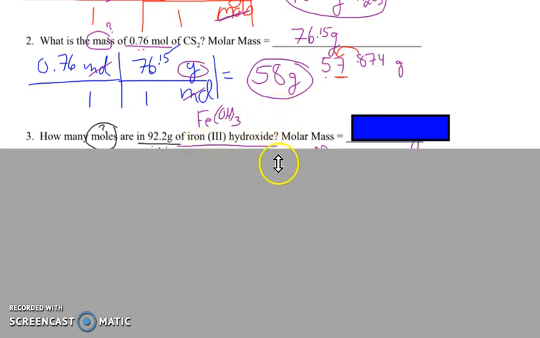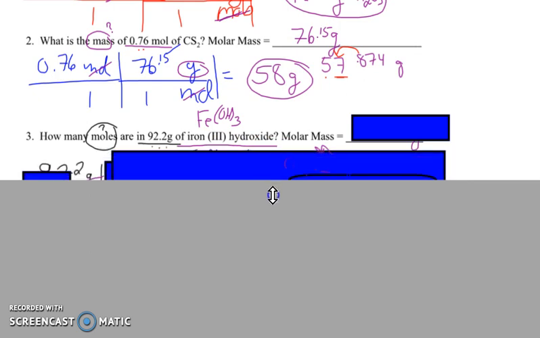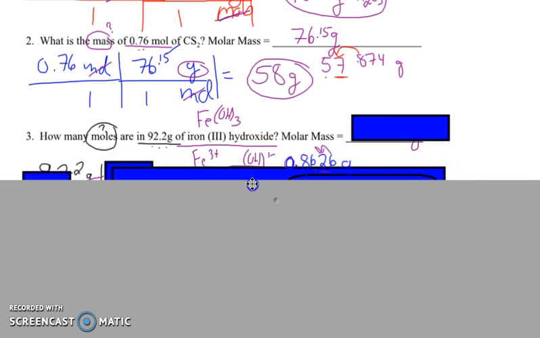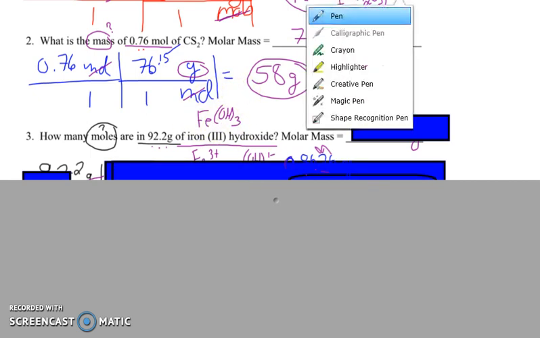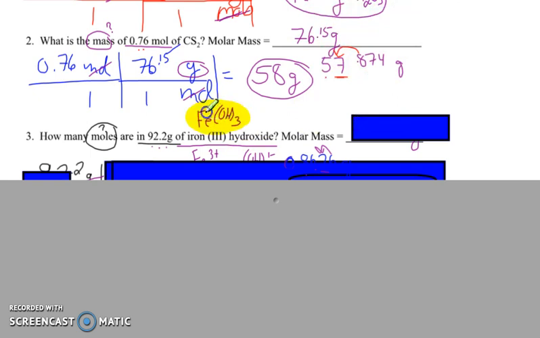So if it's iron 3 hydroxide, the charge of iron is 3 plus. Hydroxide you have memorized, so it is OH 1 minus. So then what is the final formula of iron 3 hydroxide? Go ahead, Bailey. Perfect. So this is the formula you're finding the molar mass for right here. Because we have iron 3 plus and hydroxide 1 minus, you've got to do your crisscross and get the charges to cancel.